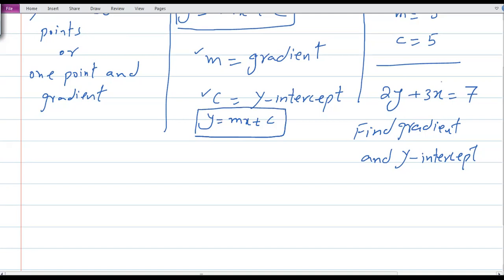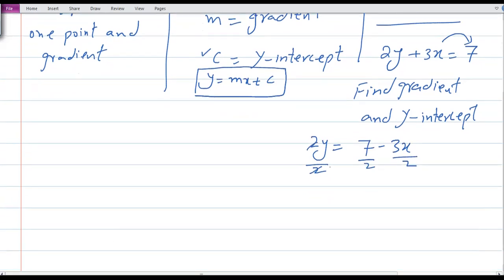So from this equation, take 3x to the other side. It will become 2y equal to 7 minus 3x. Now divide both sides by 2 because you need y. So 2 will cancel. Or in other words, take 2 to the other side, so it will divide everything. So now what will this become?